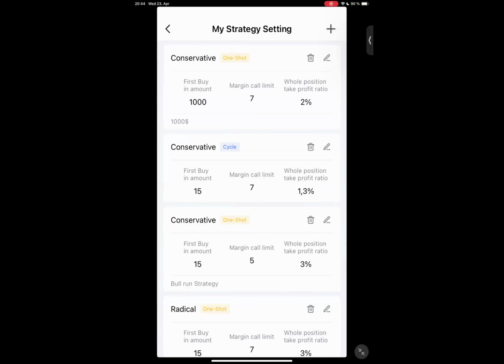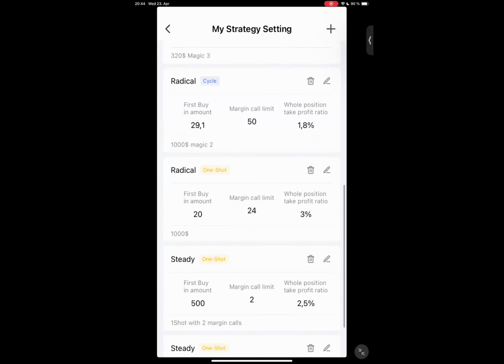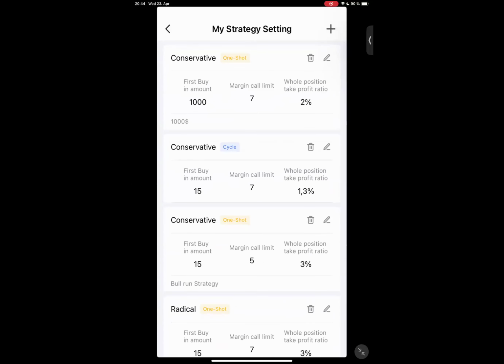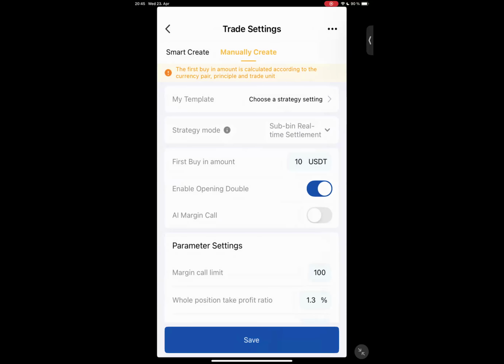Now, the my template, you can create as many trade settings as you want. So let's say, for instance, you want to trade one coin, but you want to use a particular setting in it. You can just tap on it and it selects that setting into the trade that you want to initiate. It's just the first buying amount that always remains default. So you would have to cross check that and save it. Okay. So that is it.